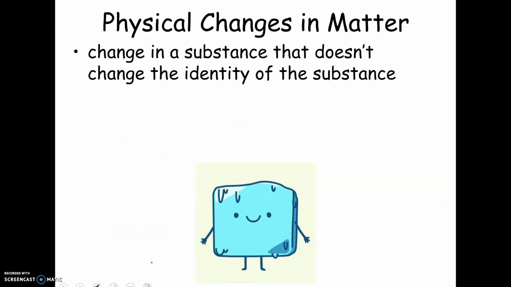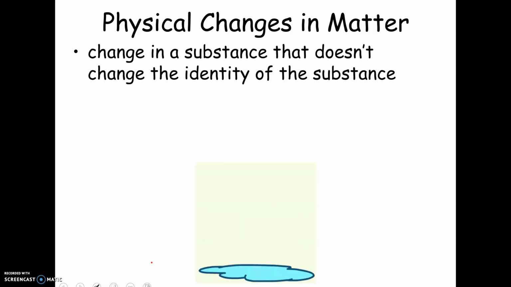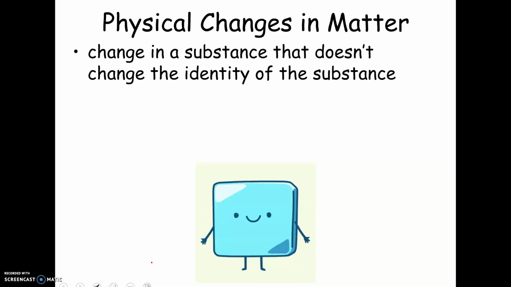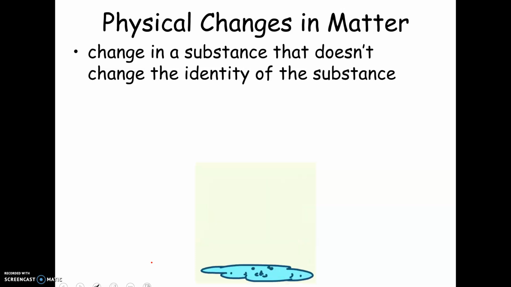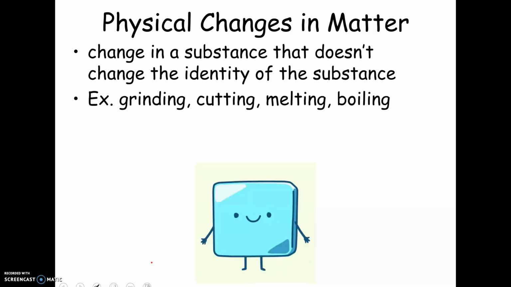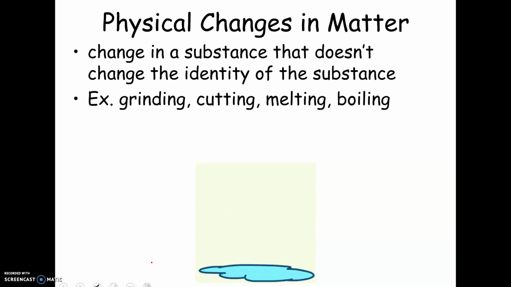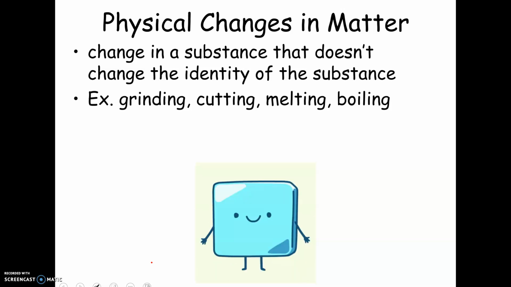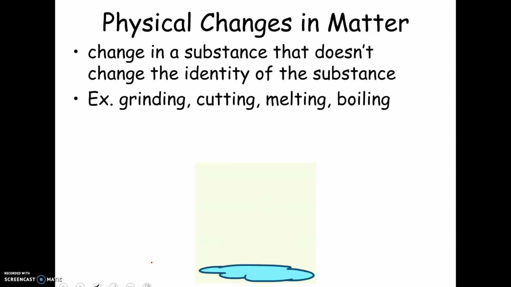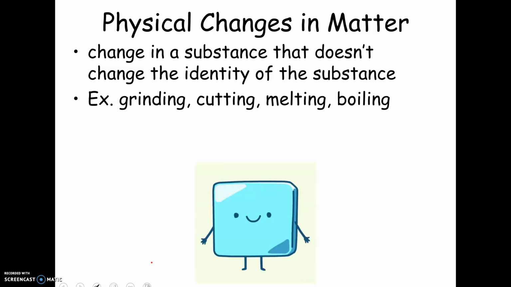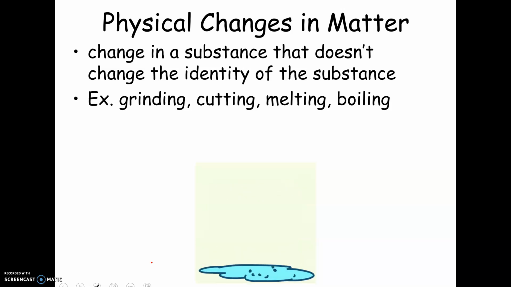All right, so physical changes versus chemical changes. A physical change is anything you do to a substance that doesn't actually turn it into a new substance. So if I grind up rock salt into powder, if I cut a piece of paper, if I melt an ice cube or boil water, none of those actually change the substance into something new.